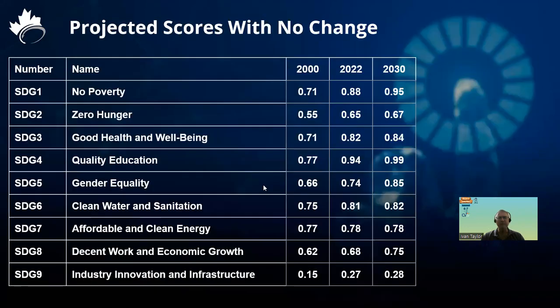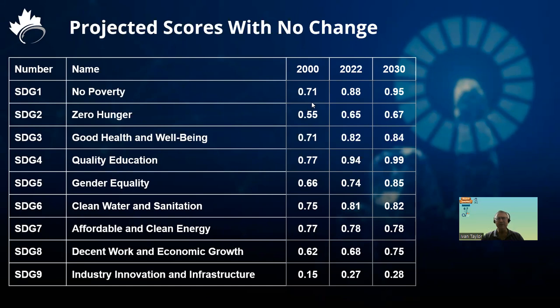So here are the projected scores with no change in the policy or no extra effort applied to improve the SDGs. So basically, we are looking at a situation in which we've applied a certain amount of effort and continue to apply that throughout the whole period of time from 2020 to 2030. And that means the multipliers are all 1.